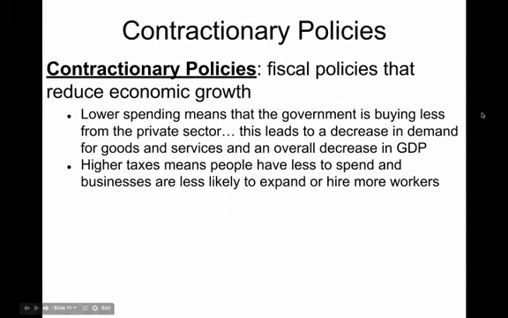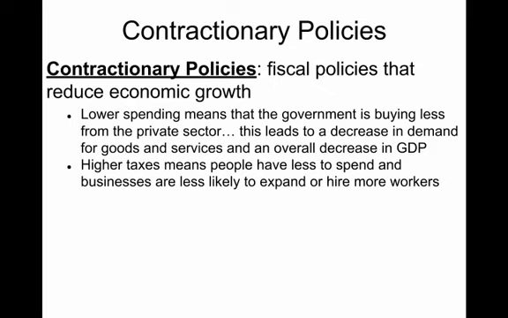Okay, so just like the Fed can have tight money and easy money policies, fiscal policy also has two things that are very similar. The first one is contractionary policies. So sometimes the president and Congress are going to look and say, you know what, we need to slow down economic growth. Inflation is becoming too much of a problem, and so they can institute what's known as a contractionary policy. Okay, so that means they're going to lower government spending.